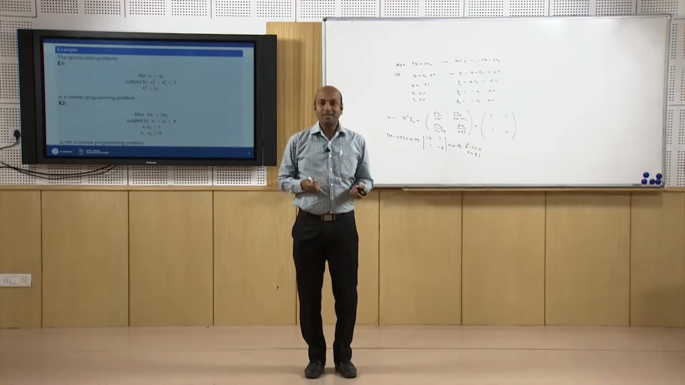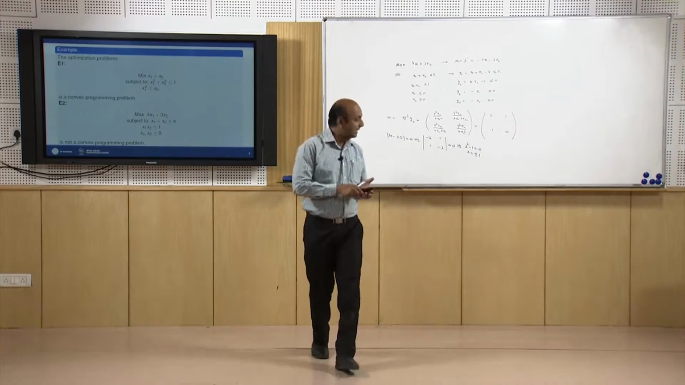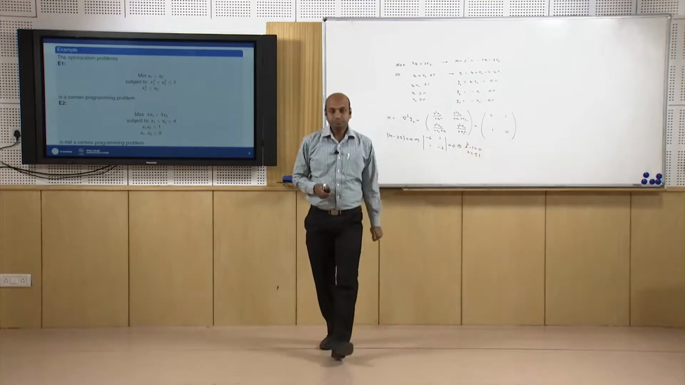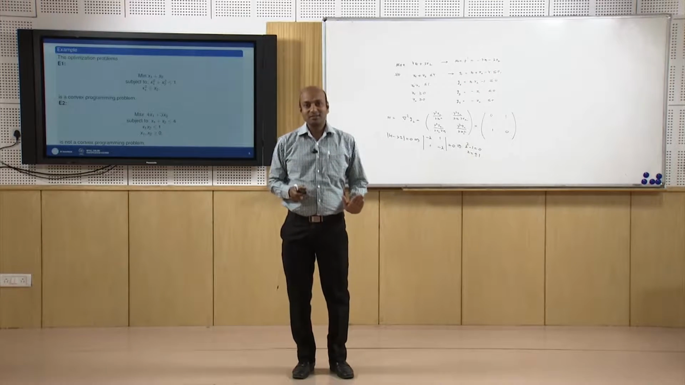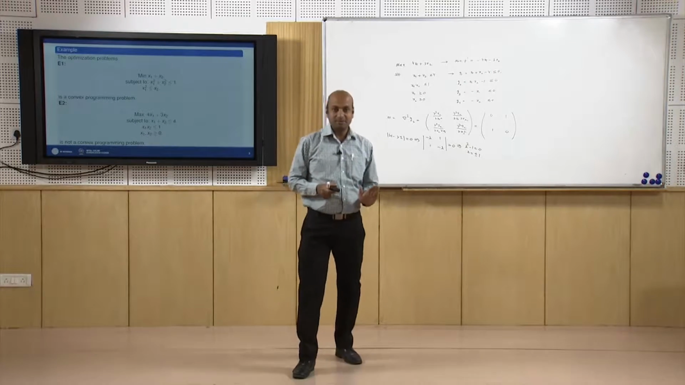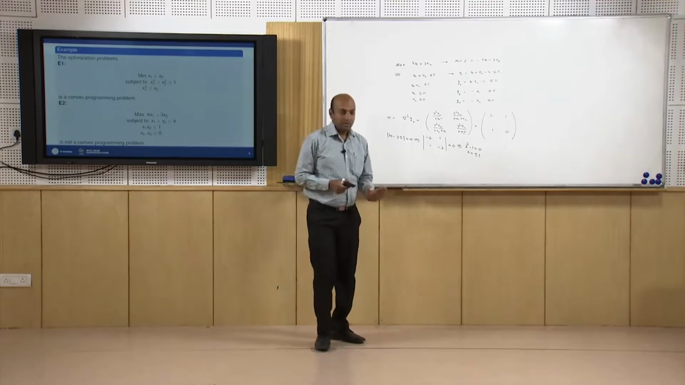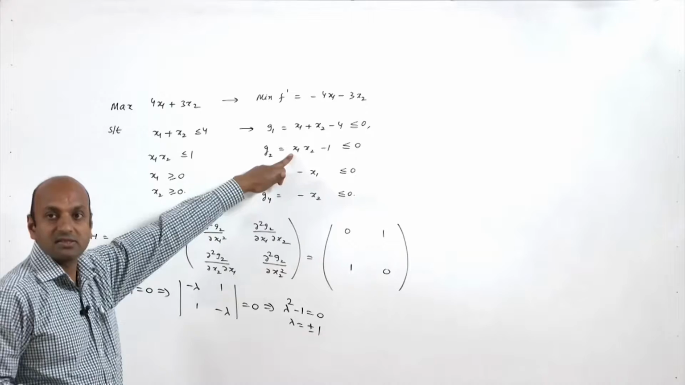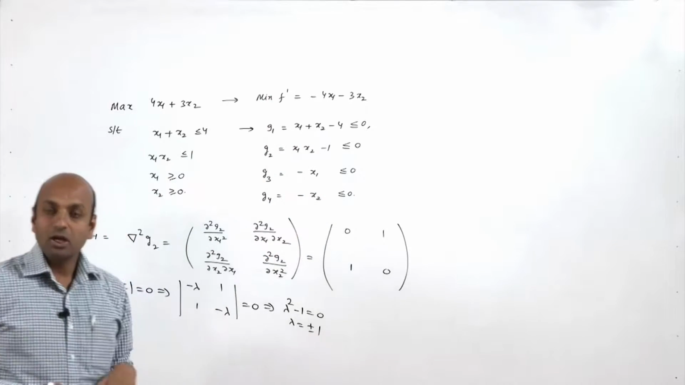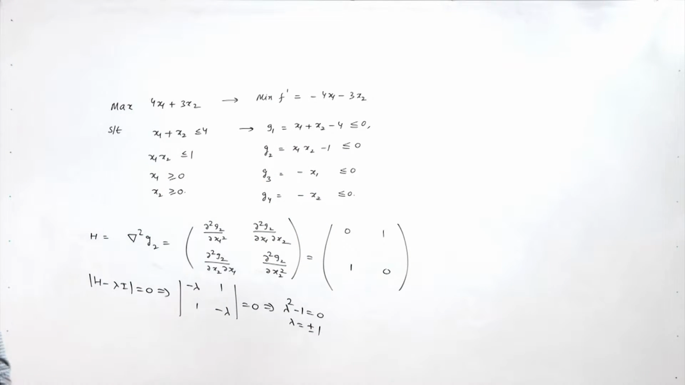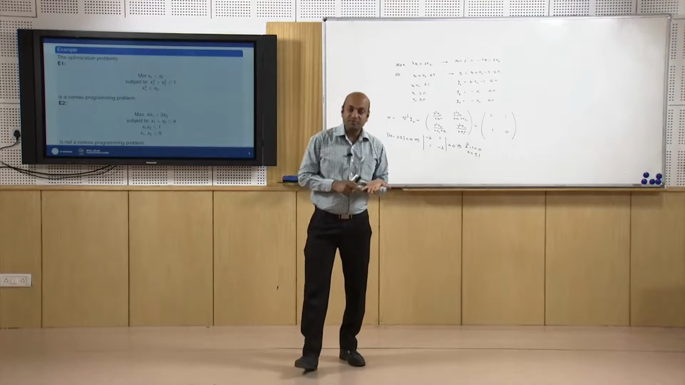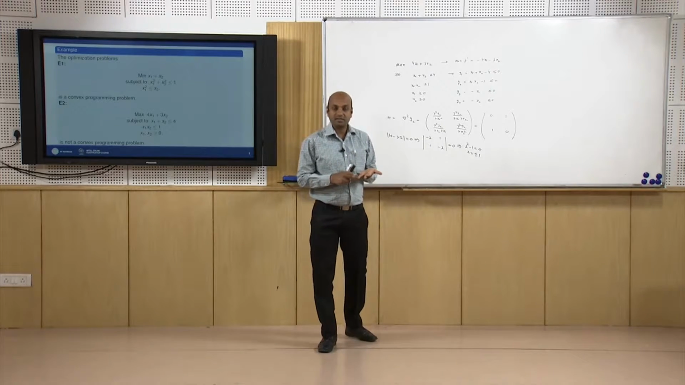For some lambdas are positive and some lambdas are negative: one lambda is positive, one lambda is negative. That means the function is not convex, because for convexity all lambdas must be greater than or equal to 0. That means the function is not convex, hence this constraint is not convex. Therefore, this problem is not a convex programming problem, because if it is a convex programming problem, then the objective function as well as all constraints must be convex.